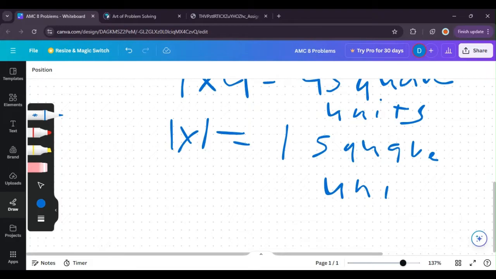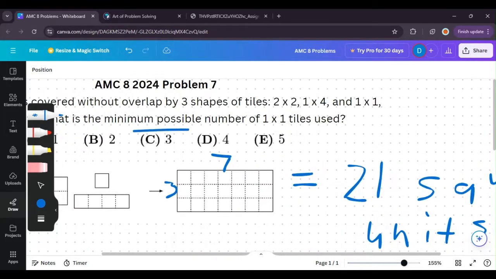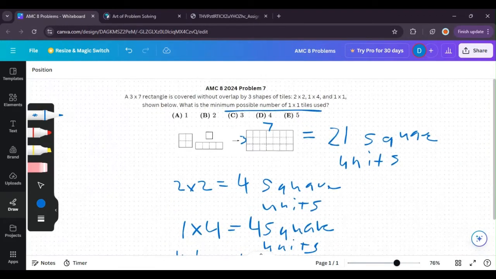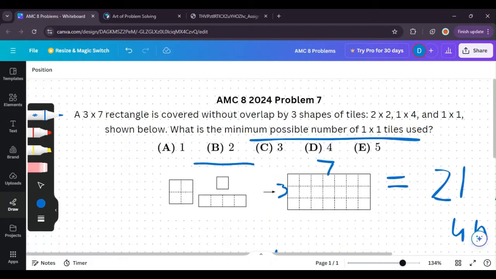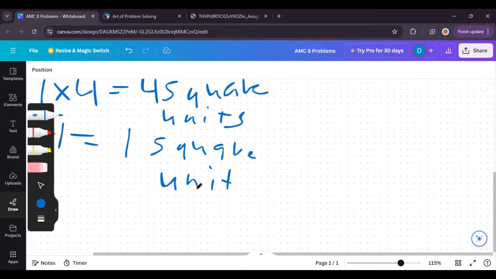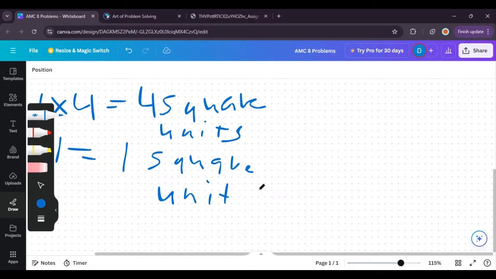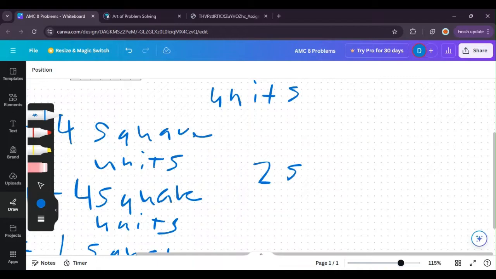So with that, we can eliminate some of the answer choices because it asks what is the minimum possible value of 1x1 tiles used. So we want to find the minimum possible value of 1x1 tiles used. Let's just say we use 2 1x1 tiles. Each tile covers 1 square unit, so 2 tiles cover 2 square units.